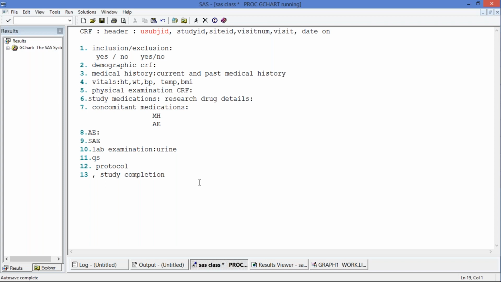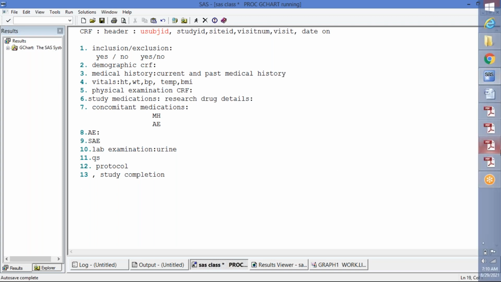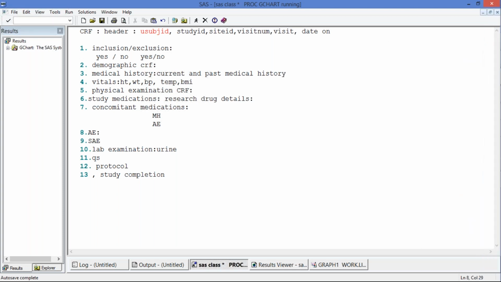Serious adverse event: patient, reporter, event, product. All these details will be there. Lab examination: urine, blood collection, scan, ECG. Questionnaires, different types of questionnaires, depend purely on the study. Protocol deviations: we'll have a separate form to collect the non-compliance with the protocol, if anyone is not following the protocol, maybe the subject, maybe study staff. So these are all the contents.